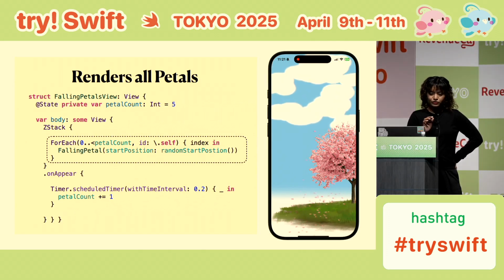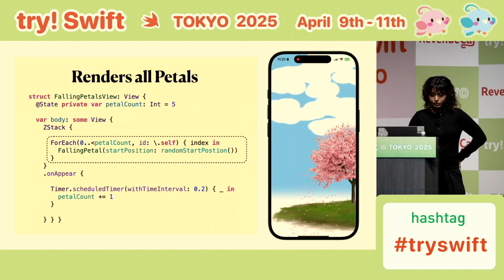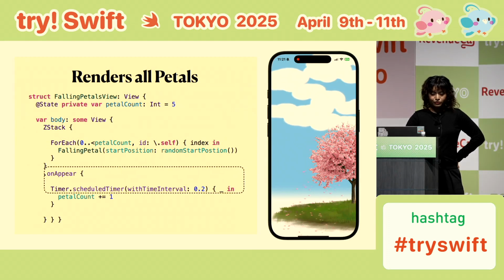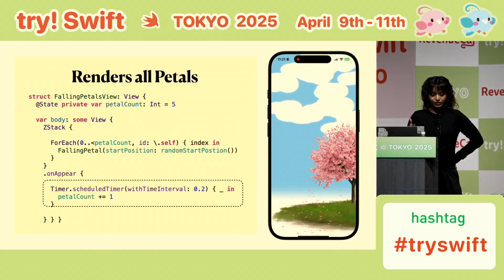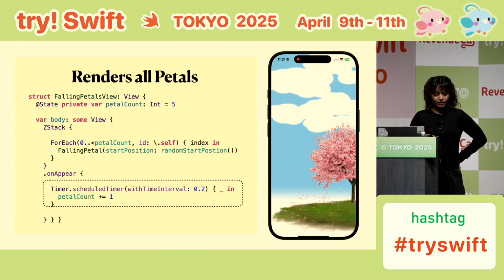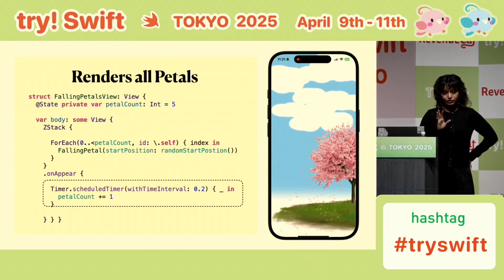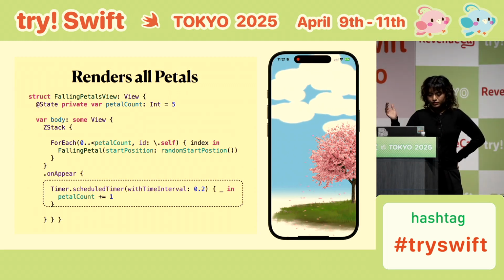Right. This view generates multiple petals using a ForEach loop. We keep generating those petals using a timer, so the petals continue to fall and we don't run out. We start with about 5 petals, and then it keeps adding petals, and that gives you the effect of the petals infinitely falling.